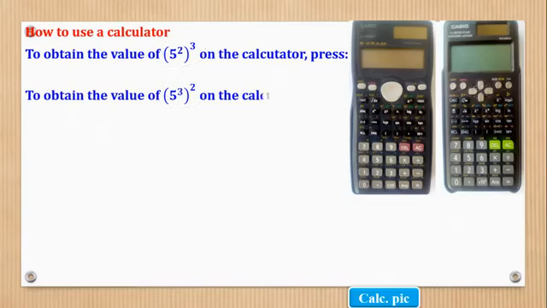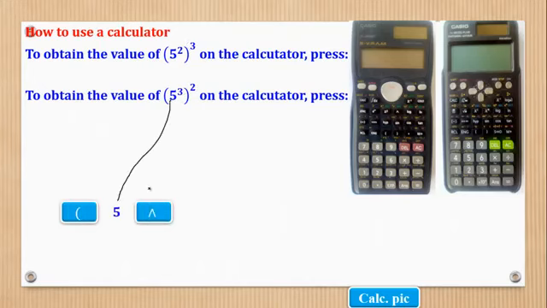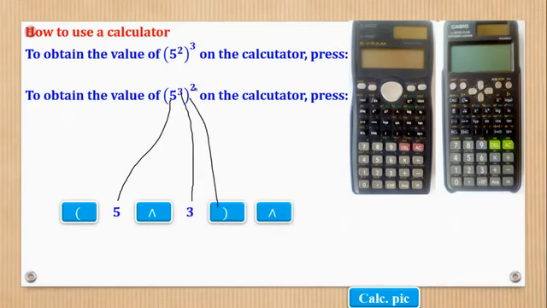Remember, we want to prove the rule that if I interchange the powers, it will still give the same answer. Now here I first began with the power of 2 followed by power of 3. What if I begin with the power of 3 followed by power of 2? Will I still get the same answer? Let us try. We are going to press still open bracket, then 5, then a power, and then 3, close bracket, a power, and then 2. Then press an equal sign.